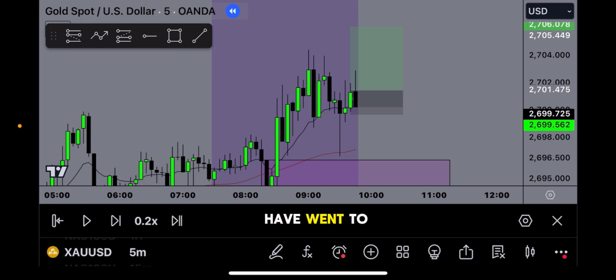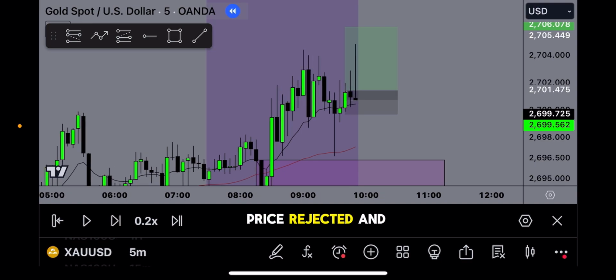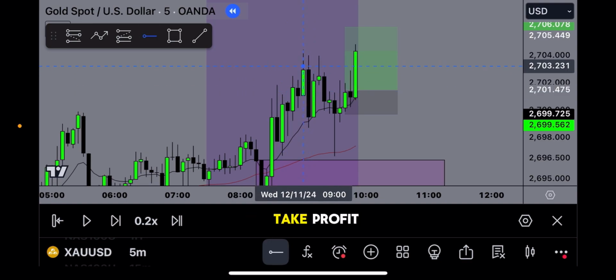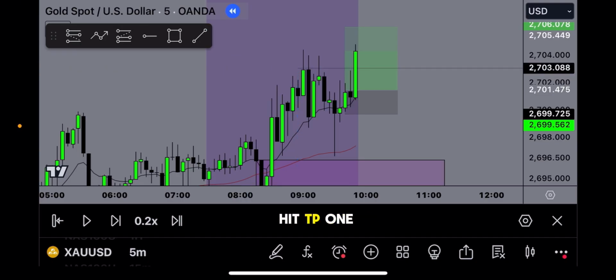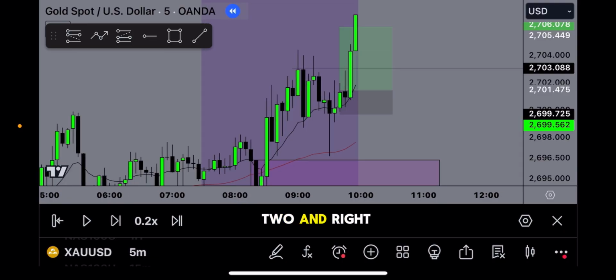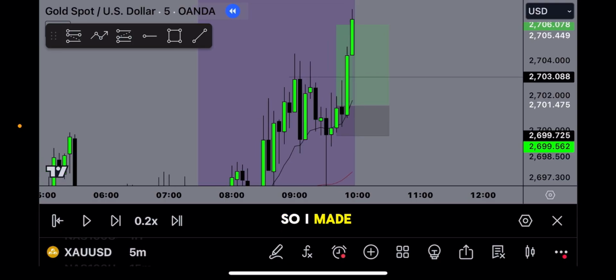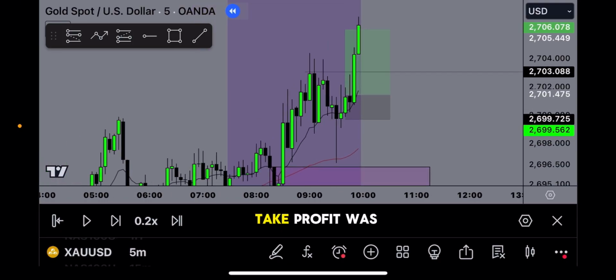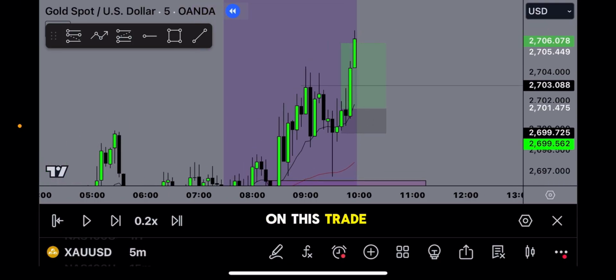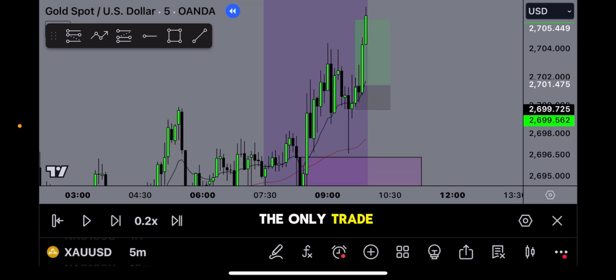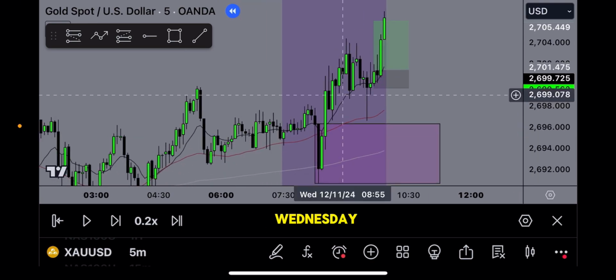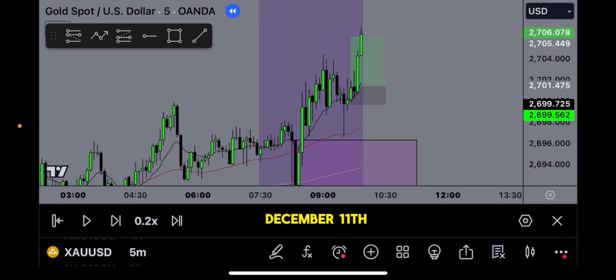Bam, I would have gone into a little bit of drawdown, price rejected, and boom, right there, take profit 1 would have hit, and I would have held for TP2, and right here I got out a little bit above take profit 2, so I made a little bit more than my original take profit on this trade, and that's it. And I would have called that a day. Well, I did call it a day, because this was a winning trade, and that was the only trade I took that day. This was on Wednesday, December 11th, right?